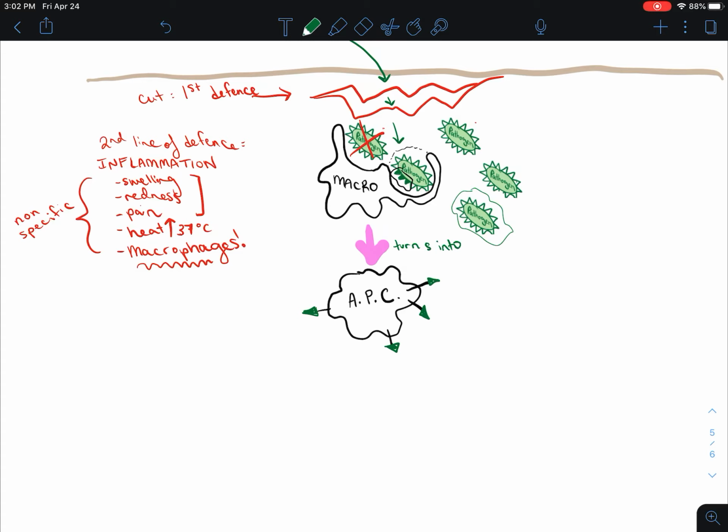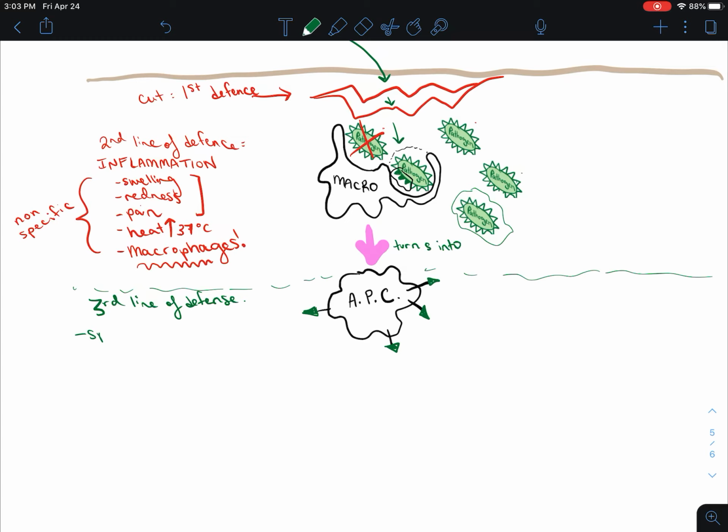This also helps your white blood cells to learn about what kind of pathogen this is. Is it a bacteria, virus, fungi? We're going to attack all of those things very differently. Okay, so after this point, as soon as we have an antigen presenting cell, we're entering what we'd call the third line of defense.